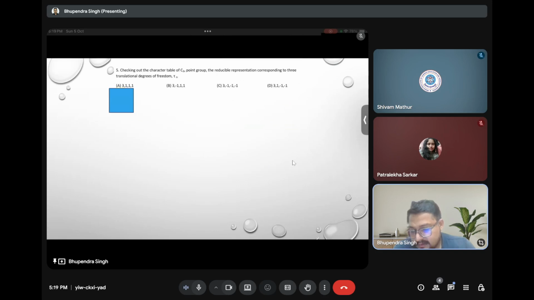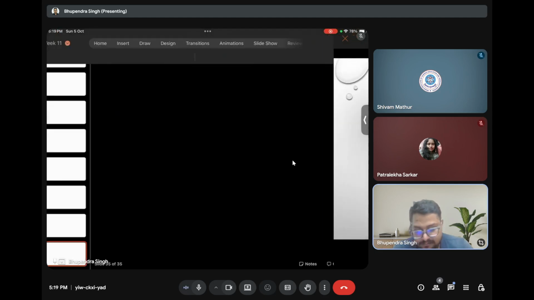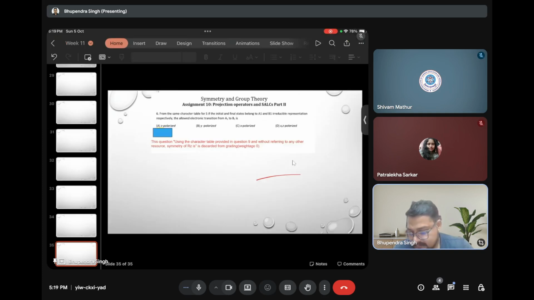So here we check out the character table of C2v. The question is saying, for the C2v point group, the reducible representation corresponding to three translational degrees of freedom. Anyway, for C2v, we need to consider the character table of C2v.